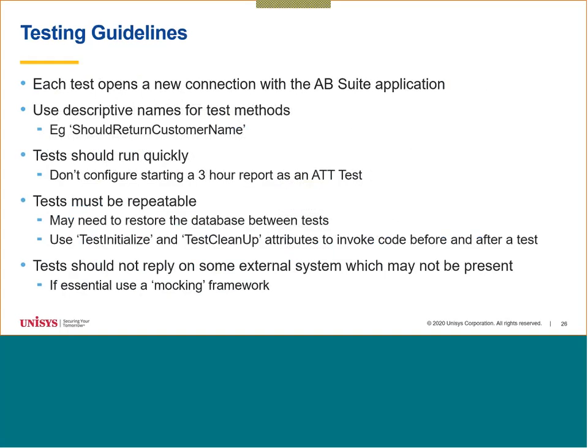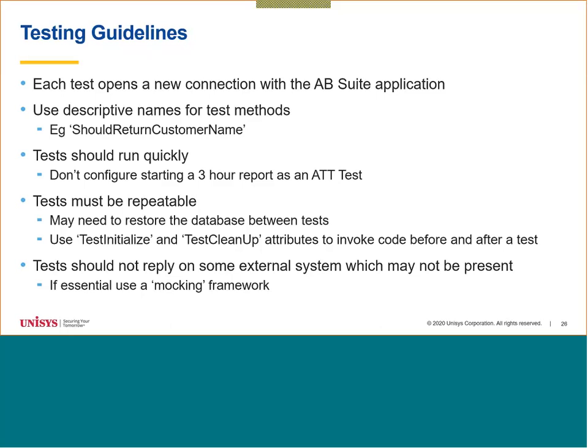A few testing guidelines. Remember that every test that you run will open a new connection with your AB Suite system. When you create the test, it will be called something probably not very useful, like test method 1 or test method 2 or test method 3. The convention we use on a project is that the test name always starts with "should". This is what the test should do. It should return the other customer name. It should increment the account number.